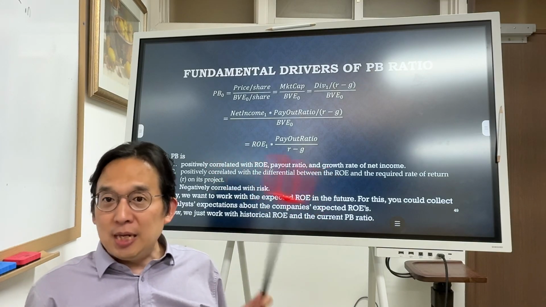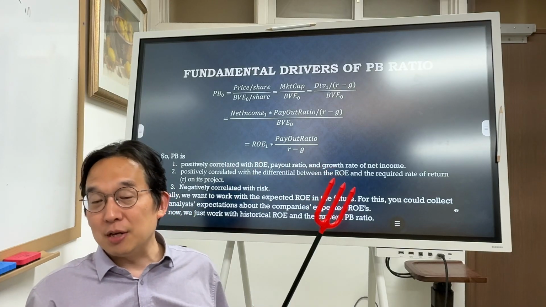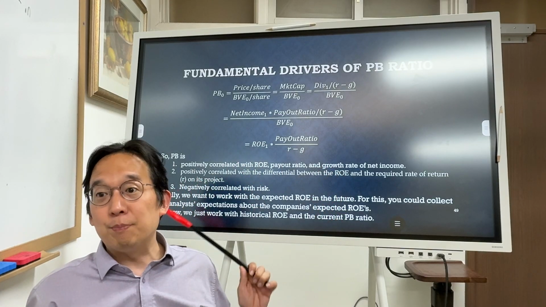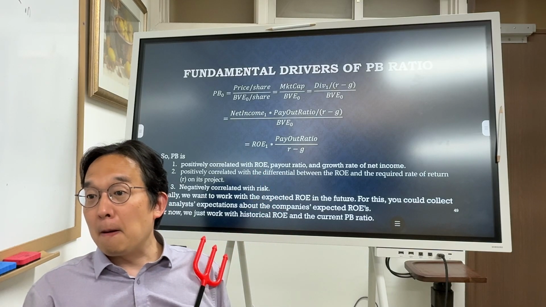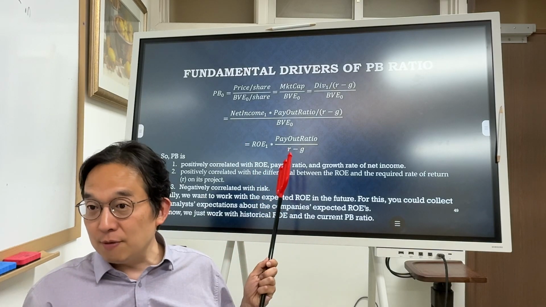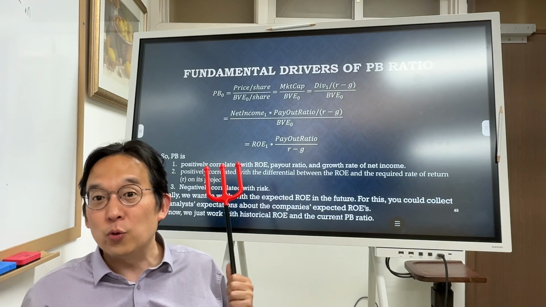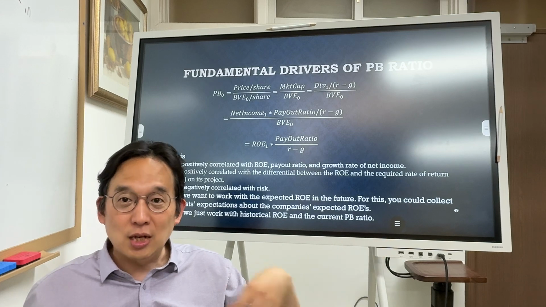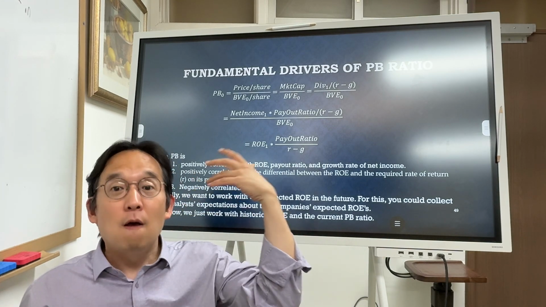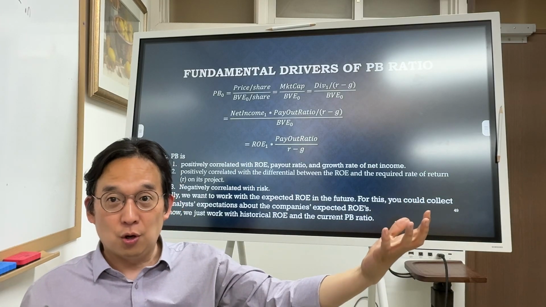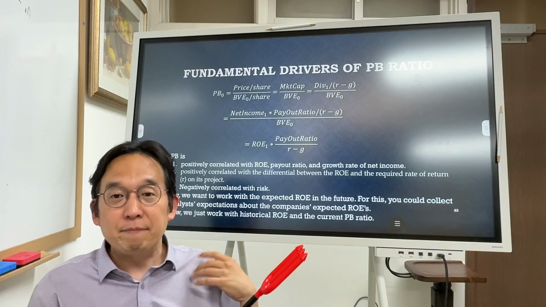With the PE ratio, we did not have ROE. We only had the payout ratio and r minus g. But now in the PB ratio, we have ROE, and the payout ratio is positively correlated with PB. The net income growth rate is positively correlated with the PB ratio. No wonder, price is about expectations about the future. So these fundamental growth expectations matter.